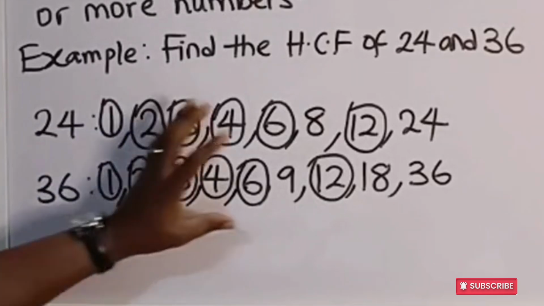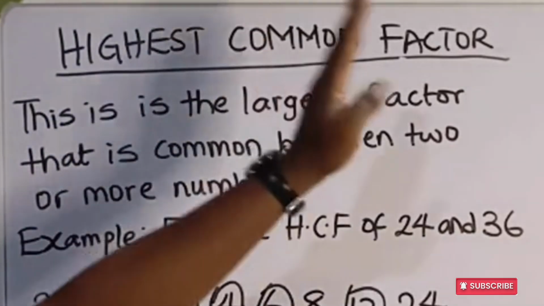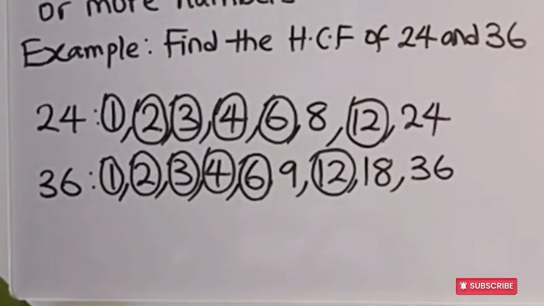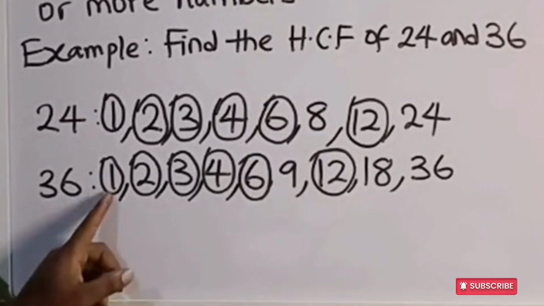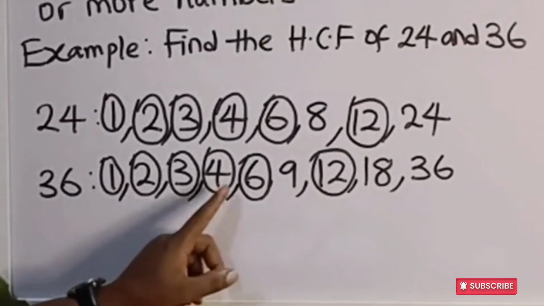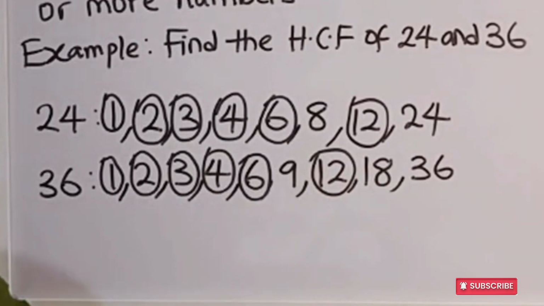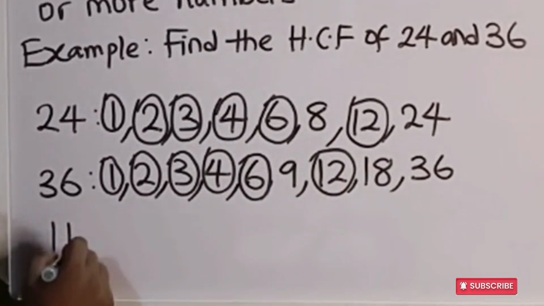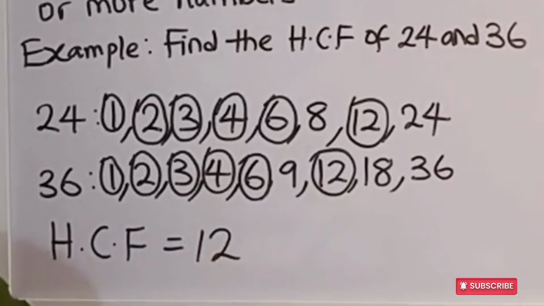But among these common factors, which one is the highest? Highest common factor. So you first get the factors, then you look for those that are common among the two values. Then out of those numbers, you pick the highest. So the highest is 12. 1 is common, 2 is common, 3 is common, 4 is common, 6 is common, 12 is common. But among all that are common, 12 is the highest common. So the HCF is equal to 12.